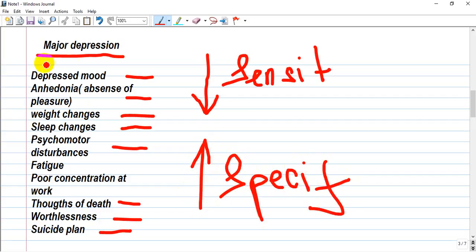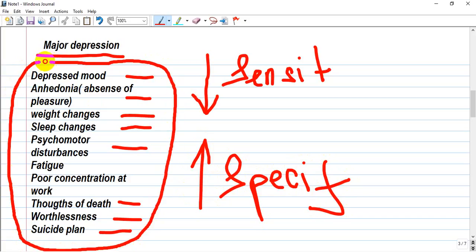If a patient has all the listed symptoms, it is for sure that the patient has major depression, no doubt. If they have only a few of them, it's not certain at all.